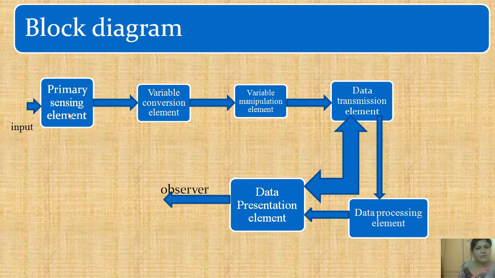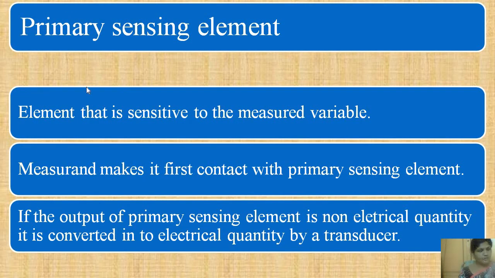First we'll start with the primary sensing element. The primary sensing element is the element which is sensitive to the measured variable. The quantity which we want to measure, the measurand, first makes contact with the primary sensing element. The primary sensing element is going to sense the measured variable, and then provide it to the further elements of the measurement system.